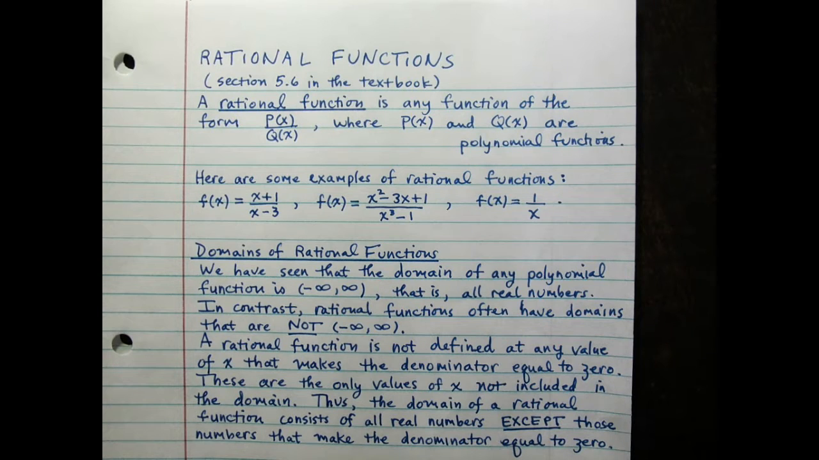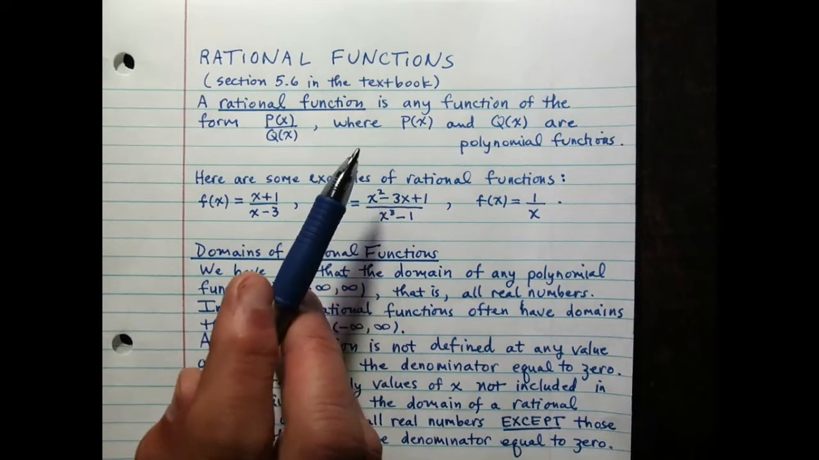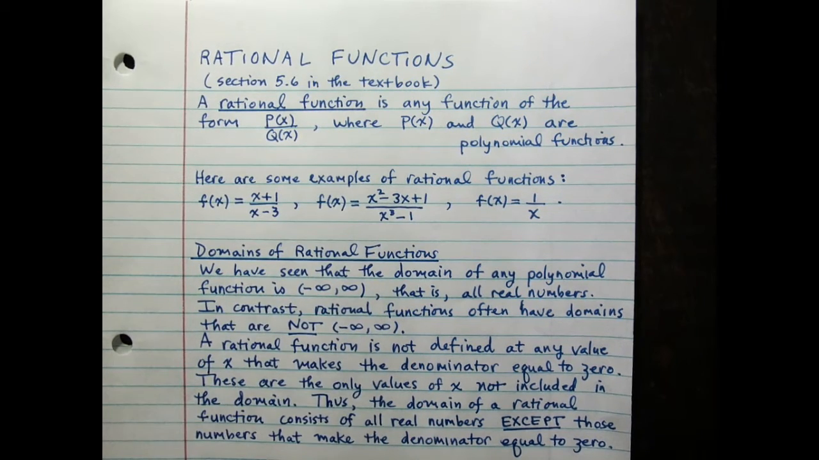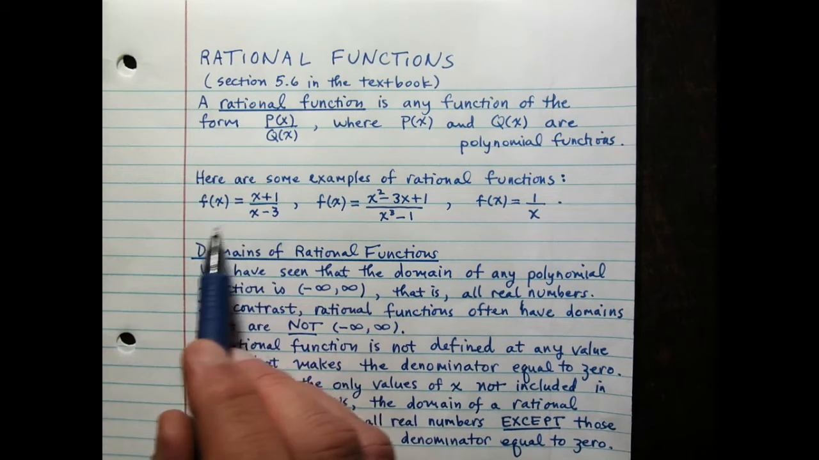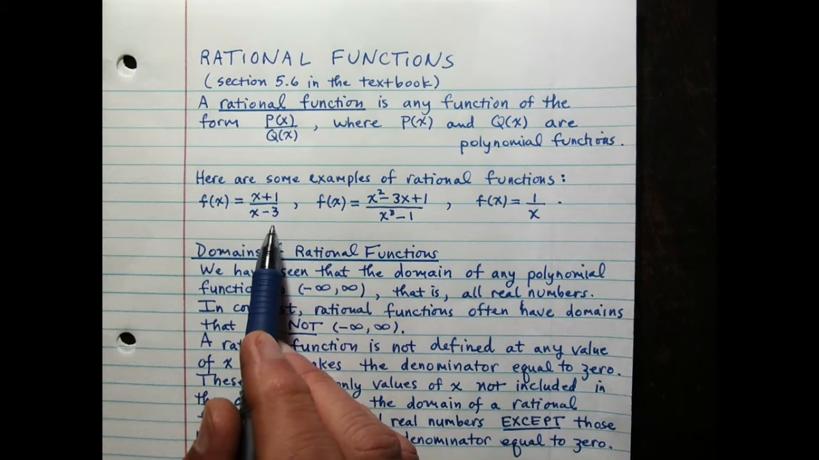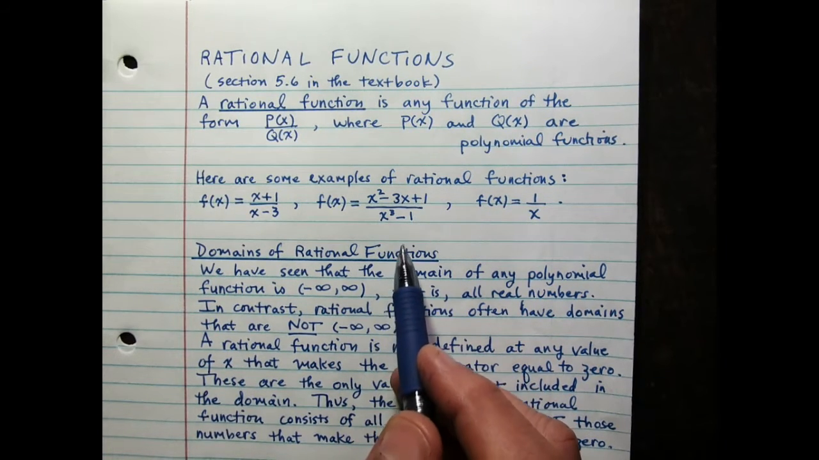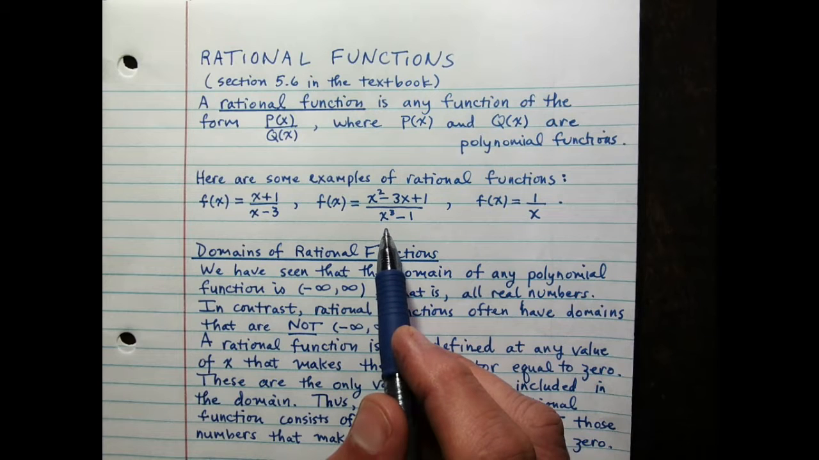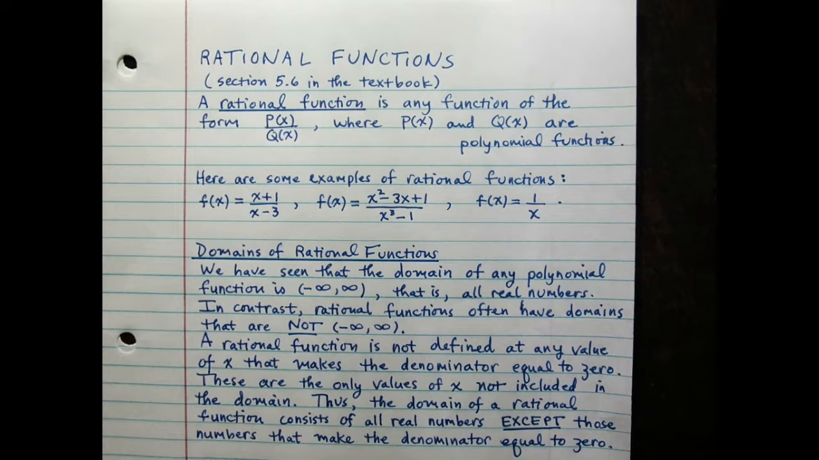an example. A rational function is any function of the form p of x over q of x, where p and q are polynomial functions. And here are a few examples of rational functions. f of x equals x plus 1 over x minus 3. f of x equals x squared minus 3x plus 1 over x cubed minus 1. And f of x equals 1 over x.